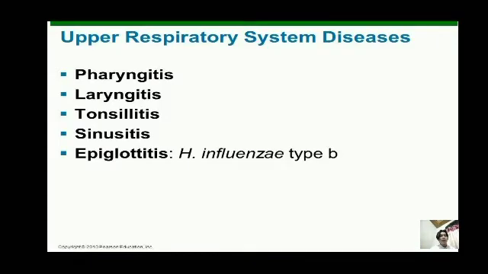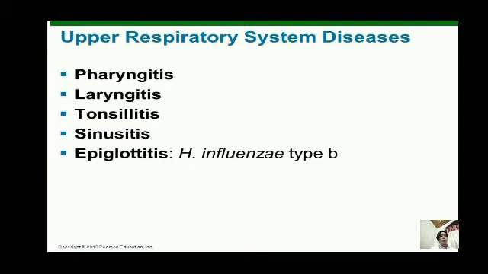Next, let's understand some of the microbial diseases of the upper respiratory system. The first one is pharyngitis, which is the inflammation of the mucous membranes of the throat. Hence, it is called the sore throat. And then laryngitis, which is the inflammation of the larynx and the voice box. When this happens, it can affect your ability to speak.